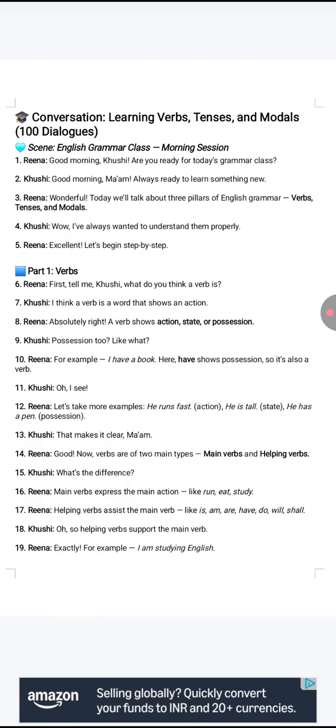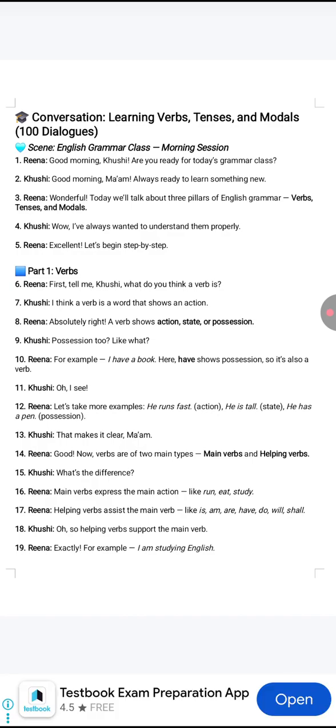Verbs tell us what action is happening, and tenses show when it happens, and modals express the mood, possibility, or necessity behind the action. Without these three elements, our sentences would lose meaning and clarity. So understanding them helps us to speak and write more accurately, confidently, and effectively. In simple terms, verbs show what we do and tenses tell us when we do it. And if we talk about the modals, they tell us how we mean or feel about it.